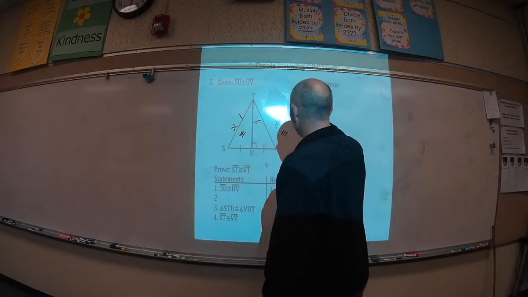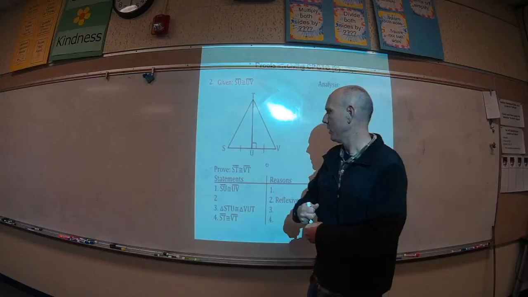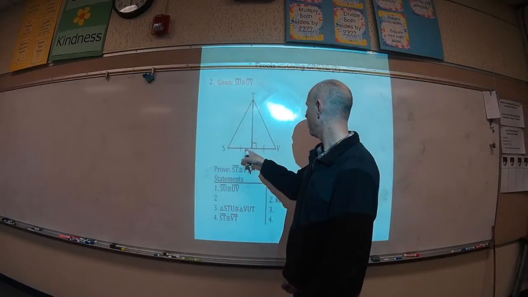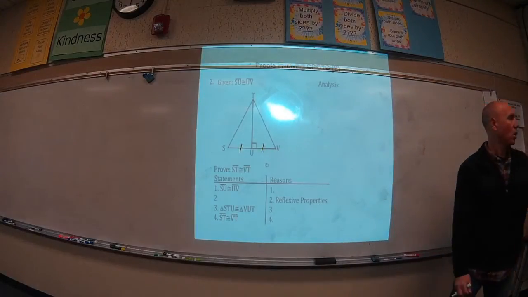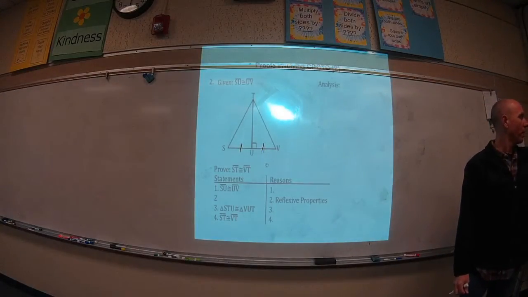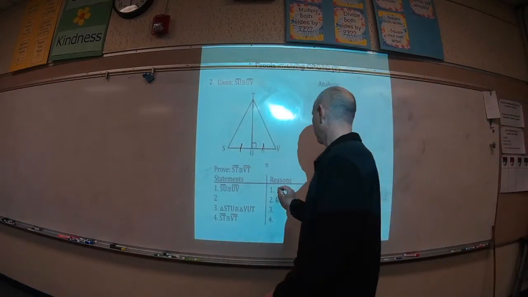Some of you are already ready. Let's see. SU is congruent to UV. How do you know that's true? Good. I'll just take your word for it. It is a given.